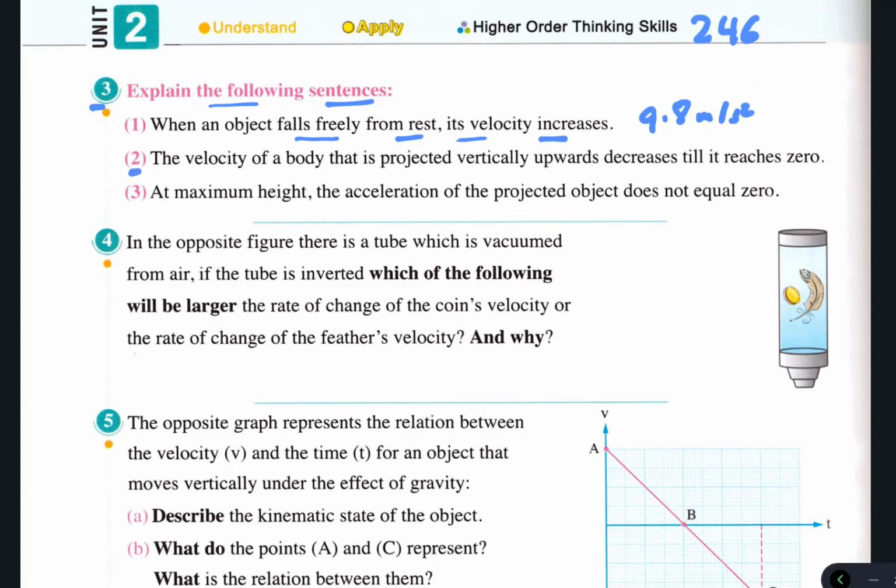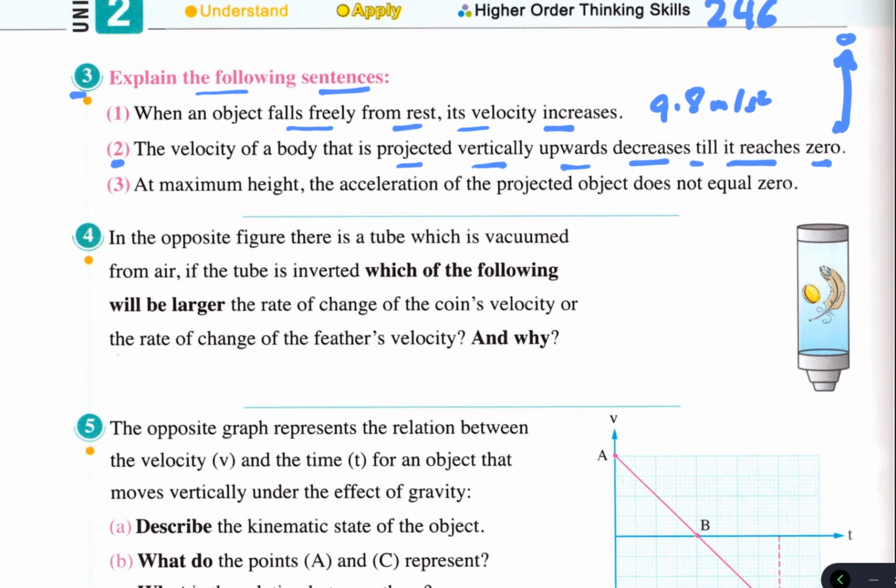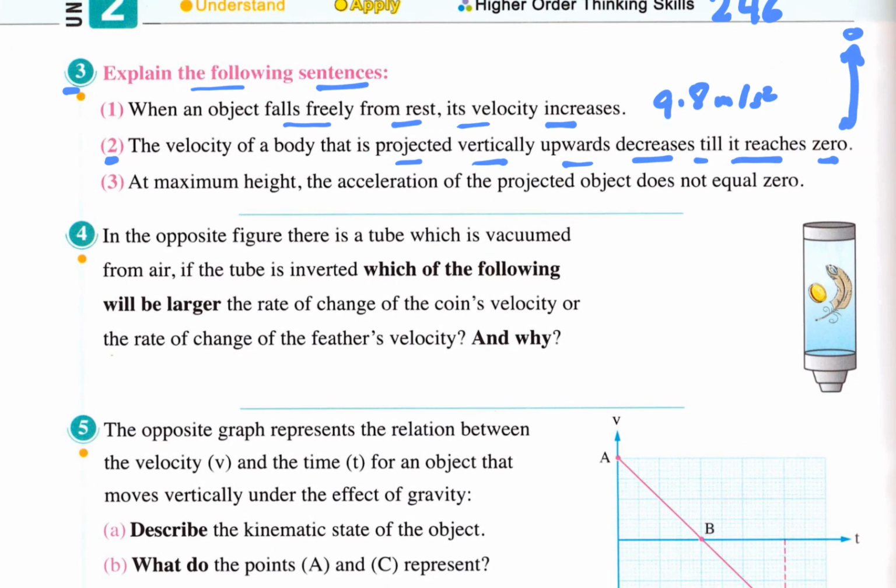Let's go to number 2. The velocity of a body that is projected vertically upward decreases till it reaches 0. Yes, when you project an object upward, the body moves against the force of gravity with negative acceleration, negative 9.8 meters per second square. So the velocity decreases till it reaches 0 at the maximum height.